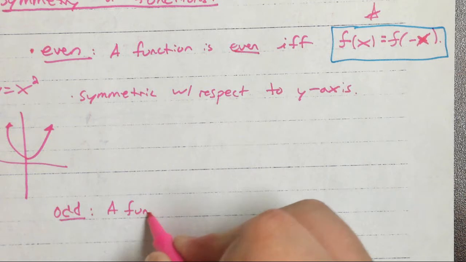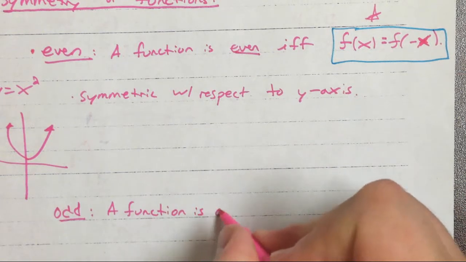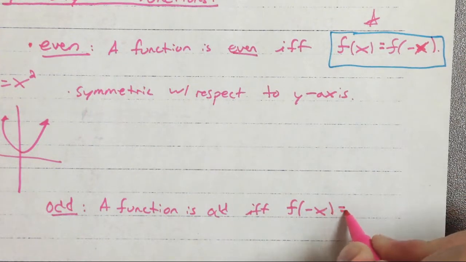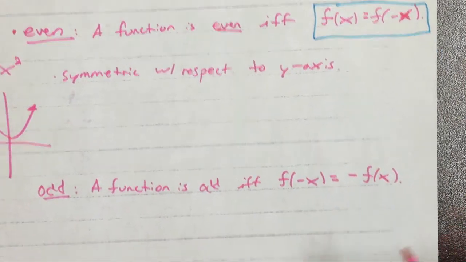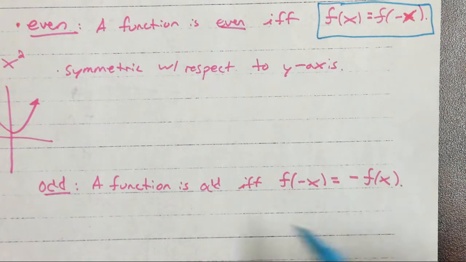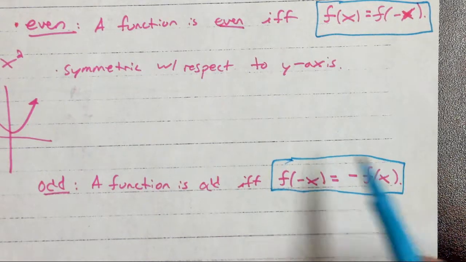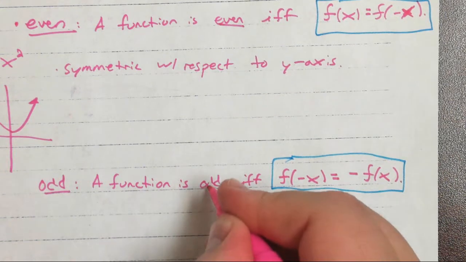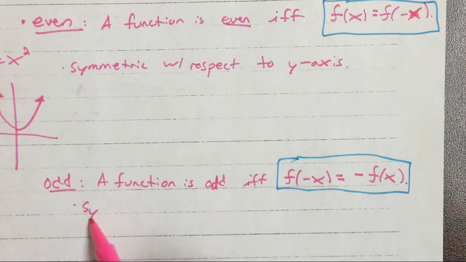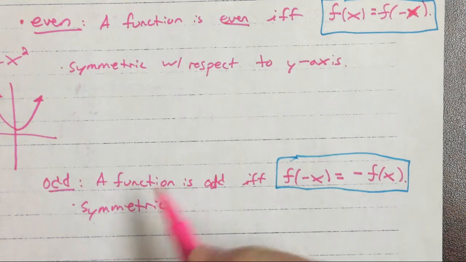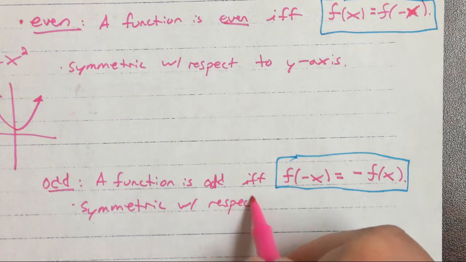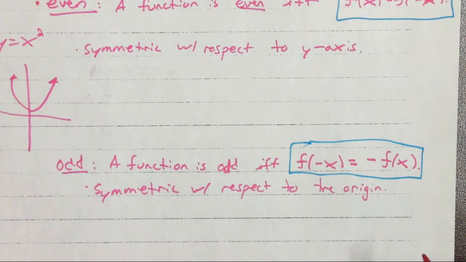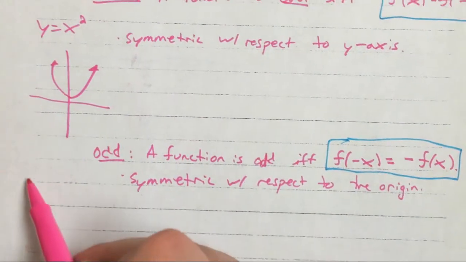So a function is odd if and only if f of negative x equals negative f of x. And that's the algebraic definition for an odd function. And odd functions are symmetric with respect to the origin. So a good example of that would be y equals x cubed.